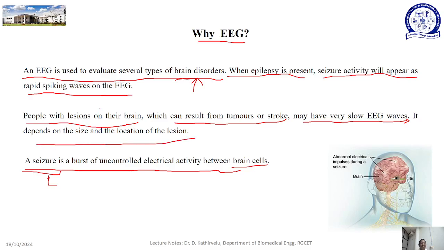In short, whenever there is an abnormality in the brain, the EEG waves will not be normal. By looking at this EEG wave, we can assess the diseased nature of that particular subject. There is a possibility of occurrence of seizure, which is a sudden burst of electrical activity in the brain.